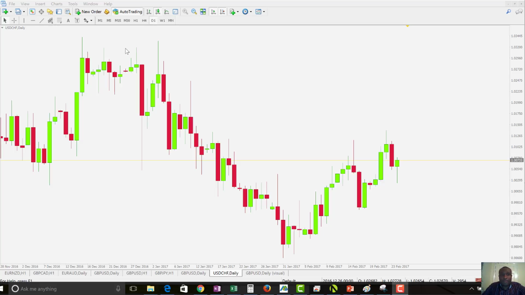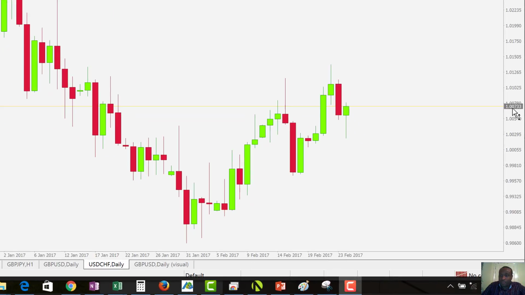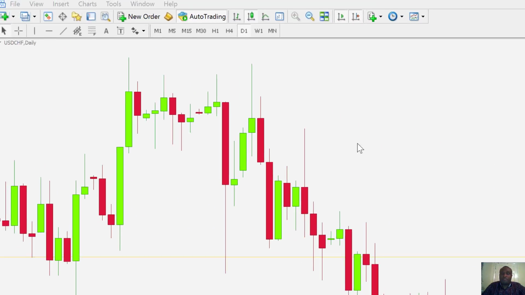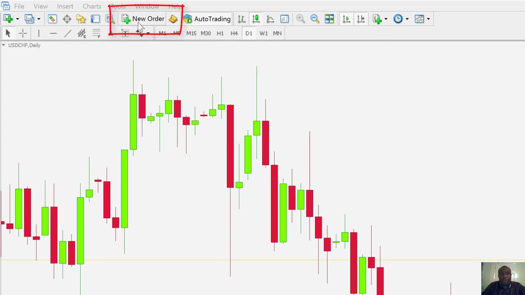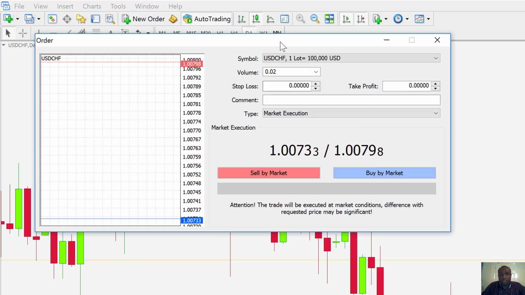Right, so let's recap on the type of orders. Price is currently on the USD CHF at 1.0073. Now, if I want to take a market order, which is an instant order, and I want to take a buy trade, I click on new order and that opens up. I select the volume, the trade size.